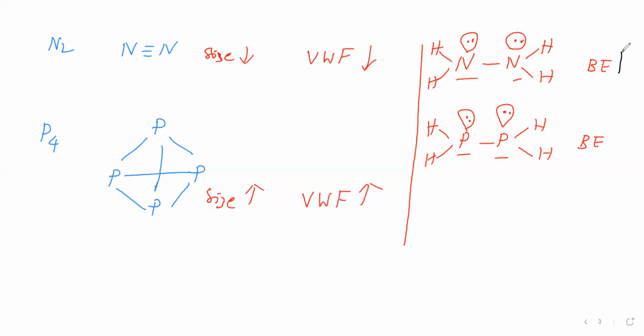Nitrogen is a smaller atom, phosphorus is larger in size. Smaller atoms mean the overlapping tendency is more, bond strength is more, bond energy is more. Phosphorus atoms are larger, so overlapping tendency is low, therefore bond strength is low and bond energy is low. Therefore, high bond energy means catenation power will be high, low bond energy means catenation power will be low. Therefore we'll see how the catenation power varies down the group.